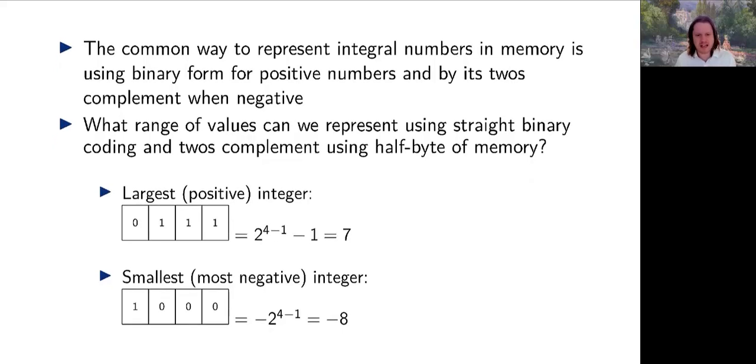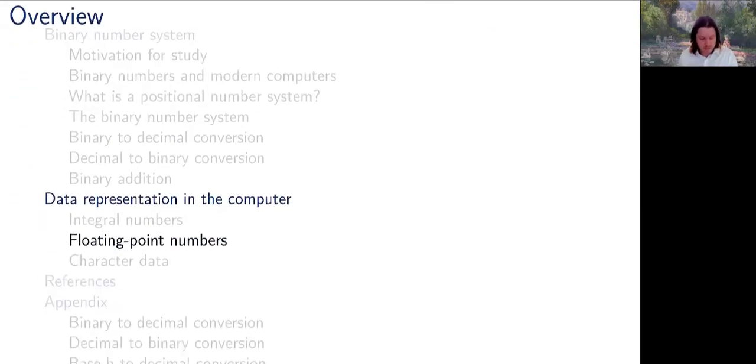There's an easy formula to get it. It'd be 2 to the number of bits -1, so 2 to the 4 -1, minus 1 is going to be the largest positive integer that we can store using this encoding scheme. That's 7. The smallest or most negative integer value is going to be -2 to the number of bits -1. So 4 -1 is going to give us -8. So the range of values here is -8 to 7. So with that, we'll go ahead and move on to floating point numbers.